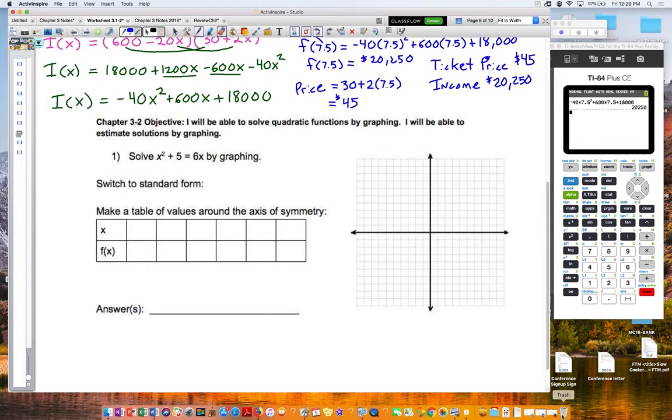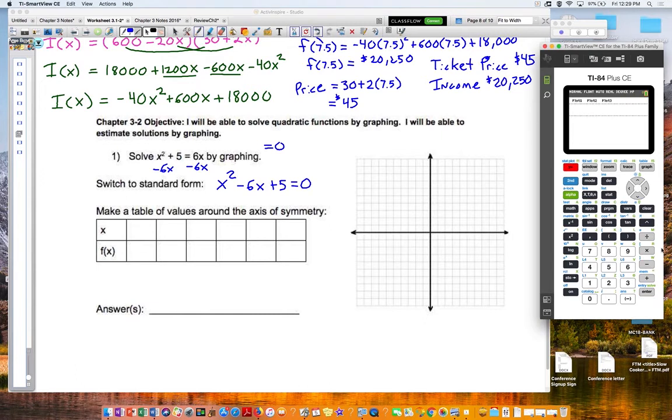So here we're given x squared plus 5 equals 6x, by graphing. Notice how it asks you to switch it to standard form. So in order to enter these in on your calculator, you've got to basically get it equal to 0. Hence why I have to minus 6x from both sides. So I write x squared minus 6x plus 5. I'm wondering, where does that equal 0? Hence, where does it cross the x-axis?